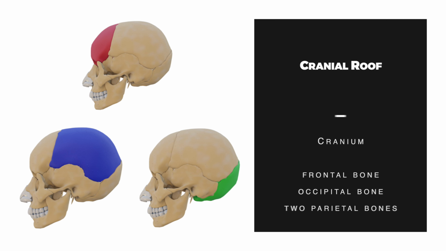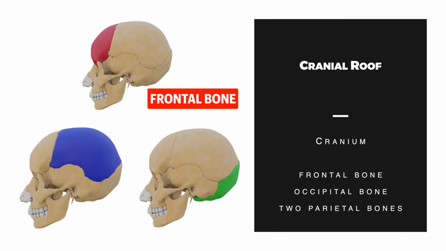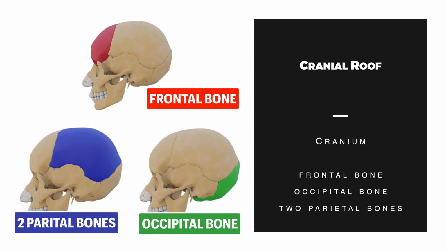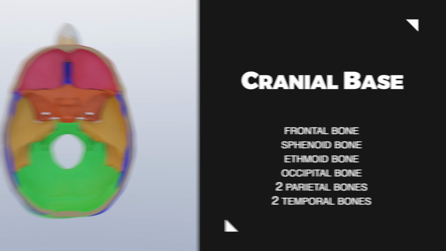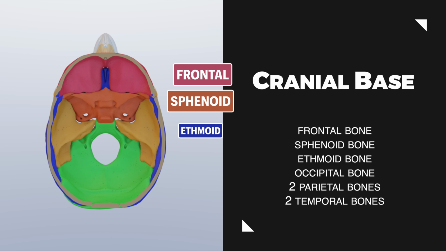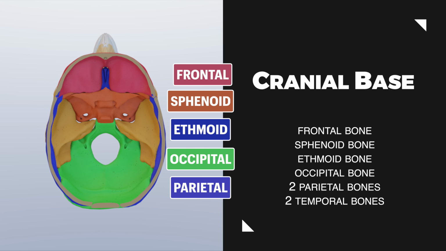Cranial roof, also known as the calvarium, is comprised of the frontal, occipital, and two parietal bones. Cranial base is comprised of the frontal, sphenoid, ethmoid, occipital, parietal, and temporal bones.